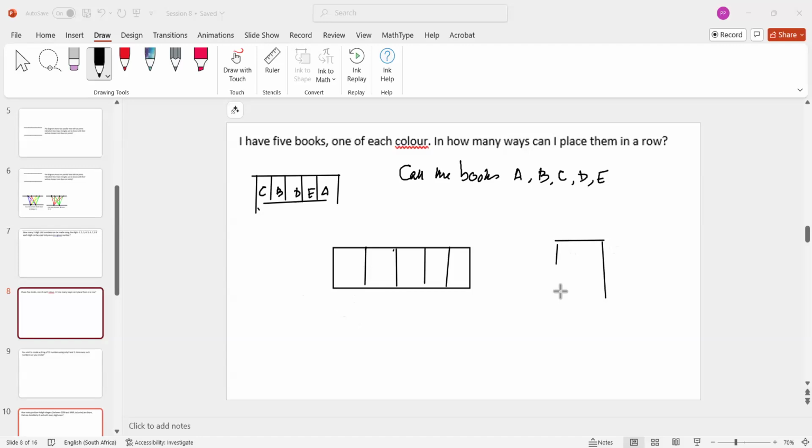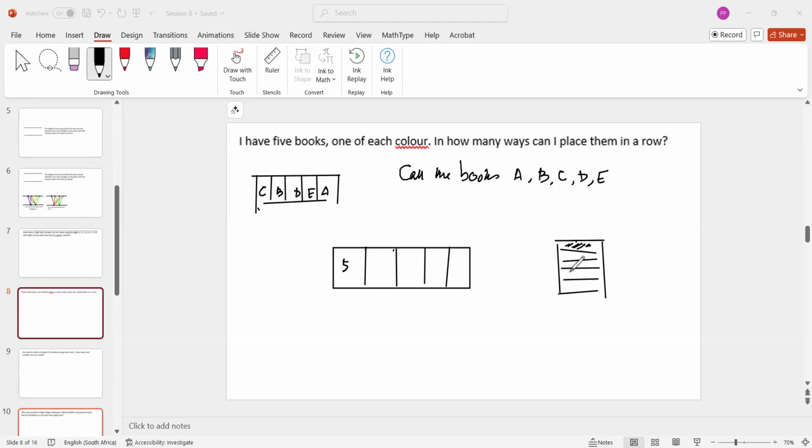And you're going to place them in 1, 2, 3, 4, 5. You'll take the first one and you'll say, well, where shall I put it? Okay, I can put it anywhere. I've got 5 different ways in which I can place it. So the first book can be placed in 5 different ways.